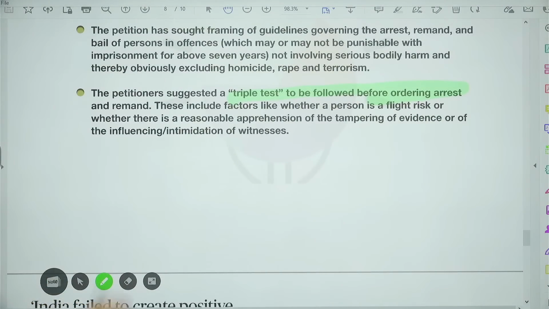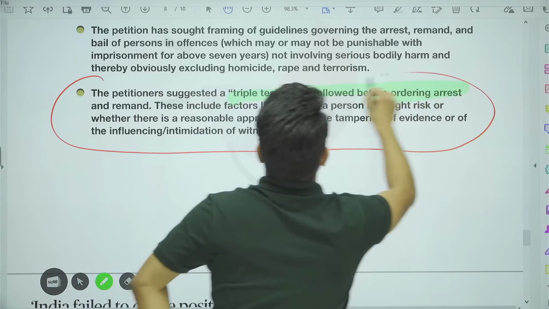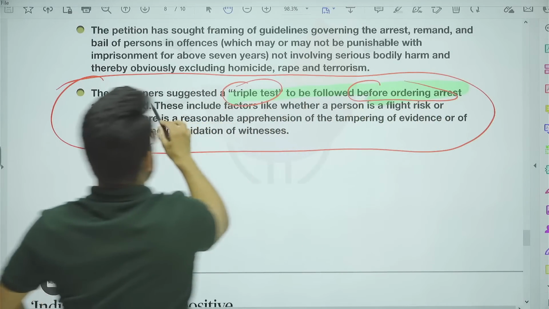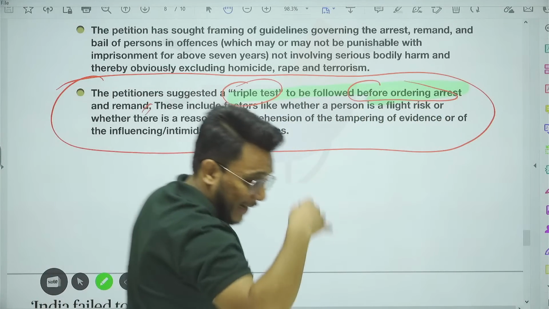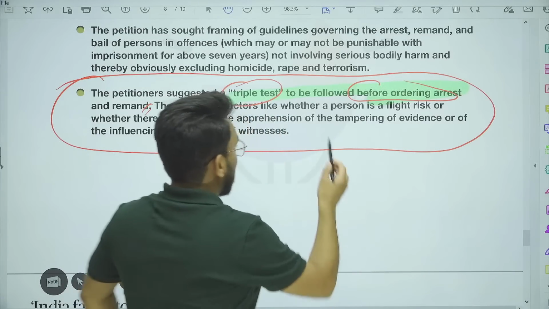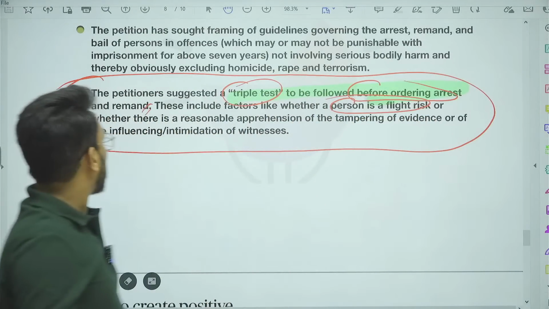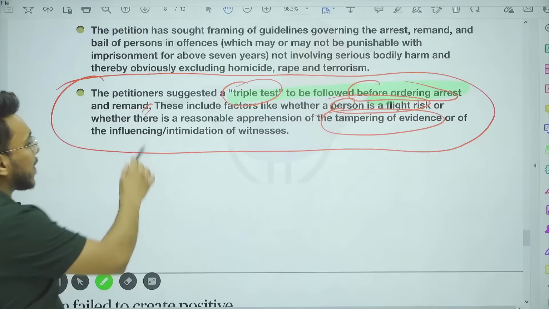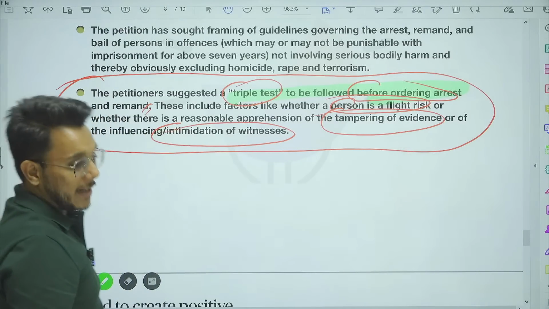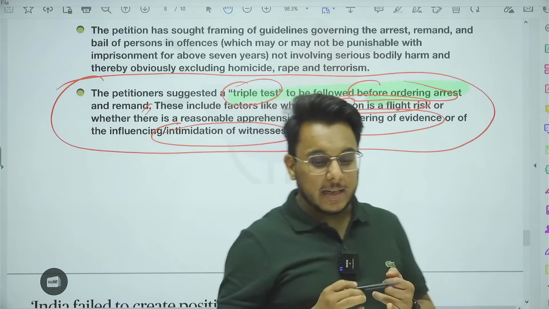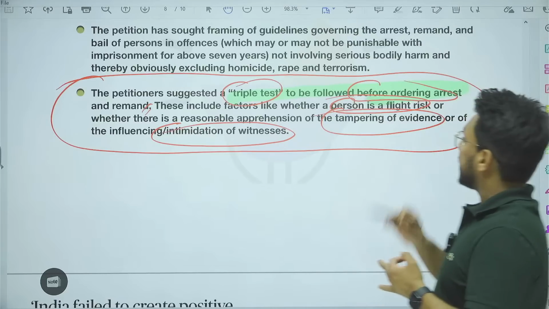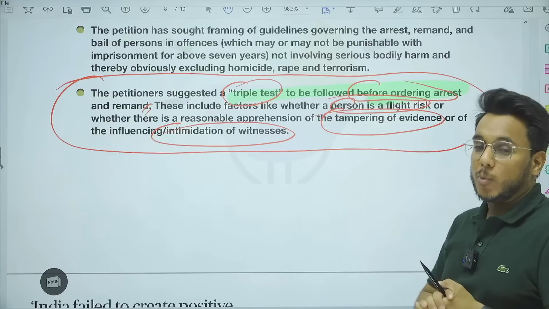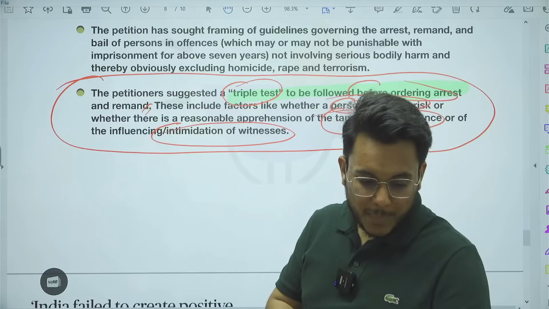Then further, moving on. These people have asked the Supreme Court that a kind of triple test should be followed before ordering arrest and remand. Number one, arrest by the CBI or the ED should only be made if there is a risk that a person might run away, or an apprehension that a person might tamper with or destroy the evidence, or intimidate or influence the witnesses. If a person can influence or intimidate witnesses, tamper with evidence, or run away, only then should these people be arrested. So arrests should not be made casually. Is it clear or not?